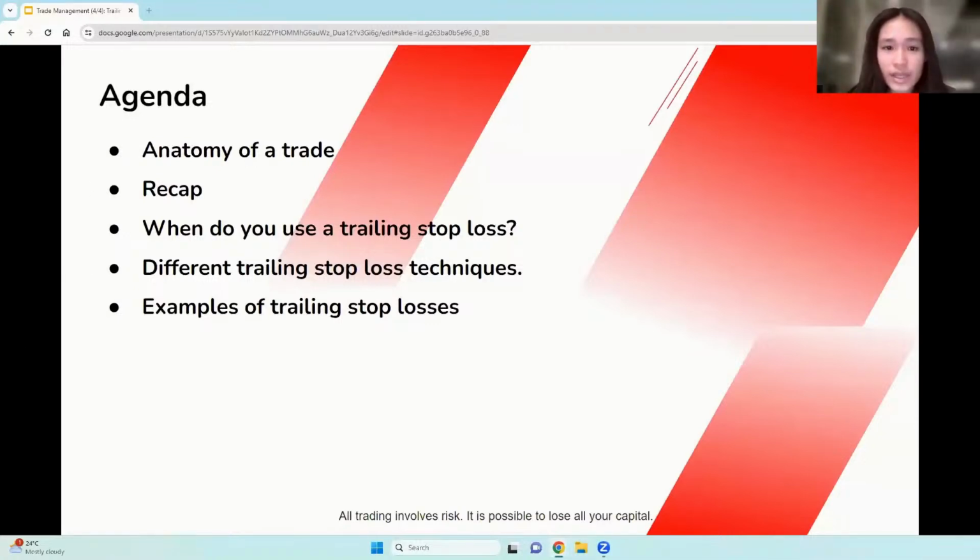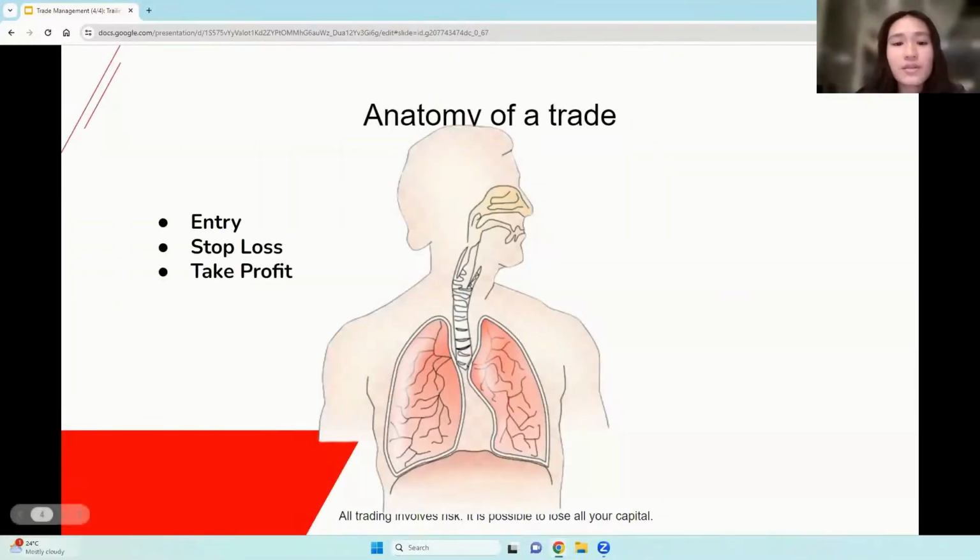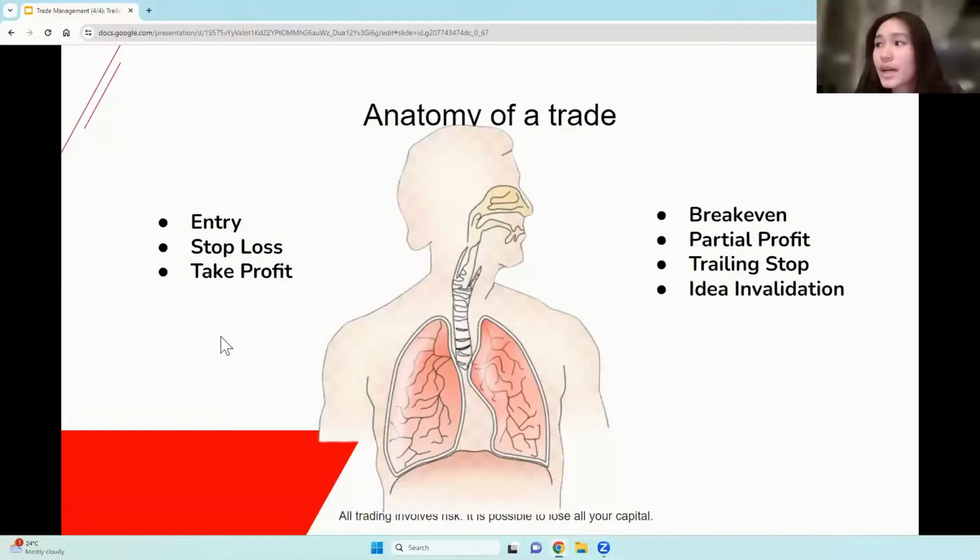Now let's go ahead and get started. So, the anatomy of a trade. Firstly, of course, we have our entry, stop loss, and take profit, followed by our break even, partial profit, trading stop, and idea invalidation.